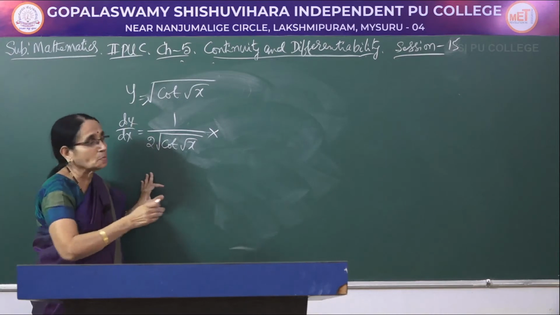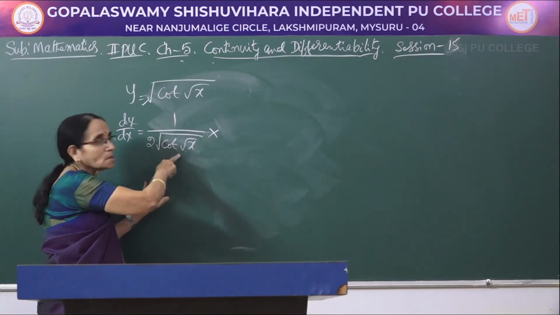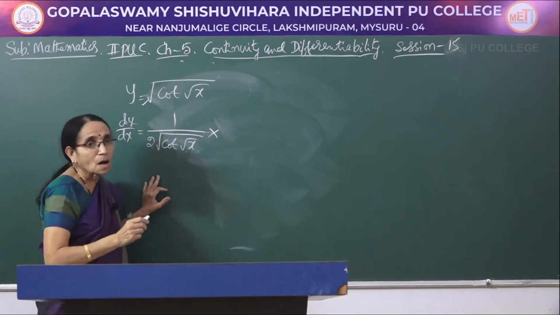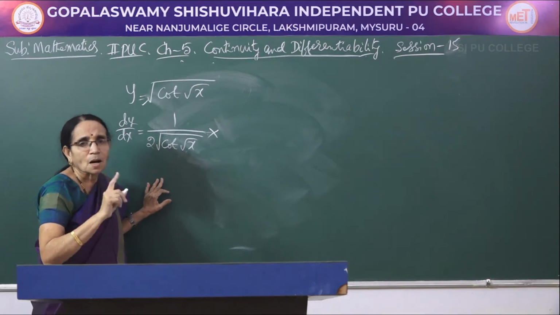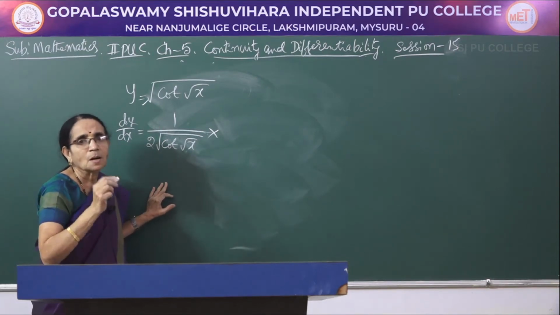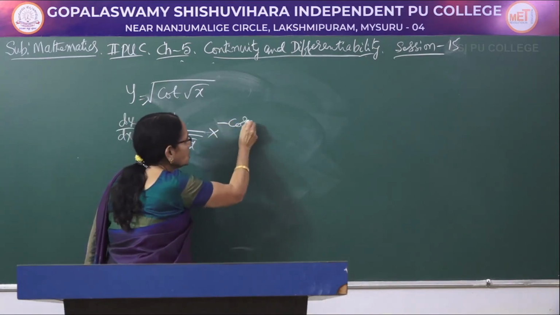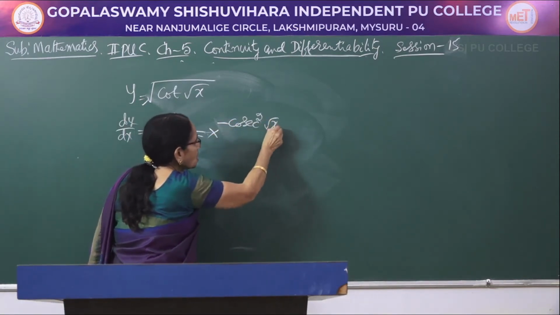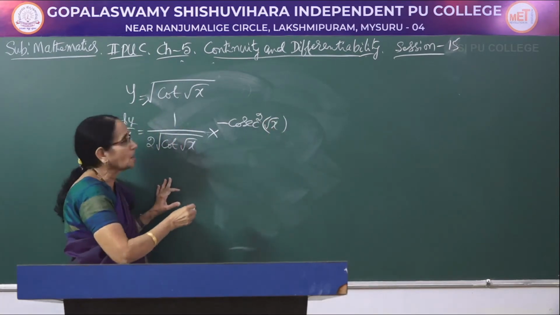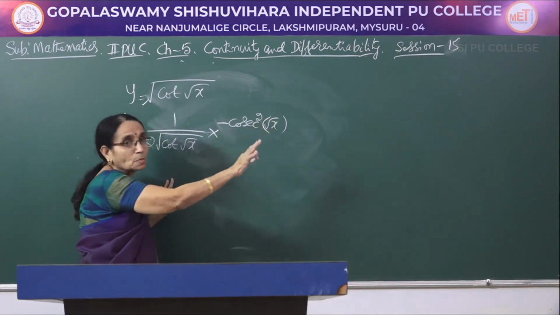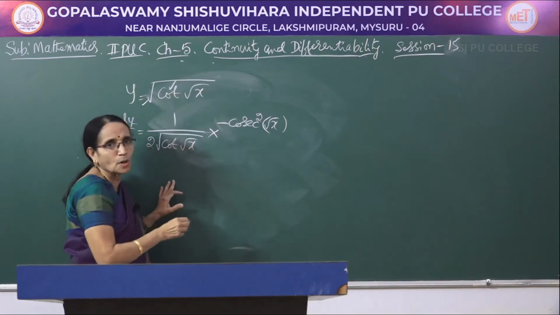Come to cot of something, don't write in the denominator, only this would be in the denominator. Cot of root x, cot of x, what is the formula? Minus cosecant square x, so here minus cosecant square of root x. Okay, see, don't write cosecant square of 1 by root x. So this is also over.